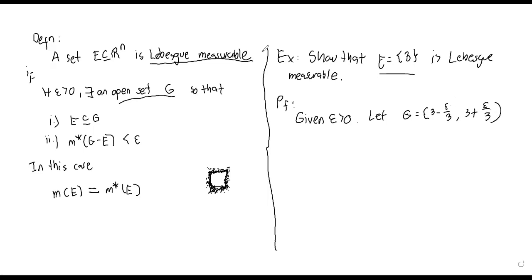Okay? So pakita natin. Ito si G. Ito yung E natin. 3. Yan lang yung laman ni E. Tapos ang G natin, yung neighborhood. Okay? So this is 3 minus epsilon over 3 and then 3 plus epsilon over 3. As you can see, kino-contain niya yung set E natin. Okay?